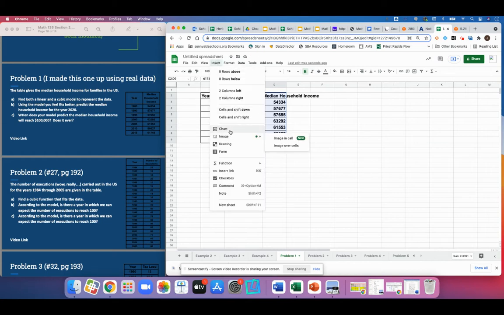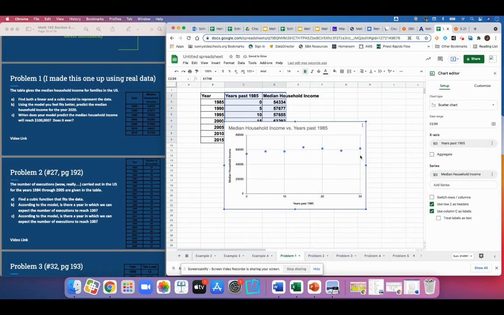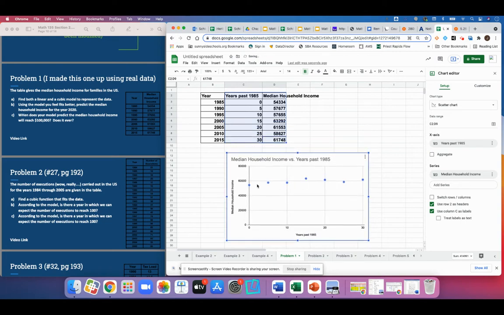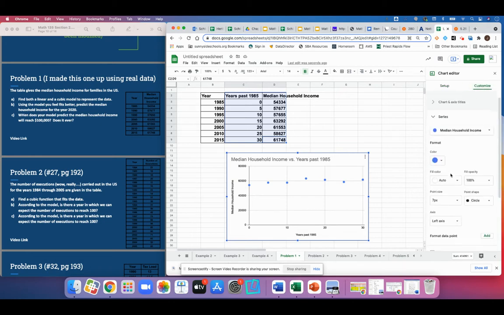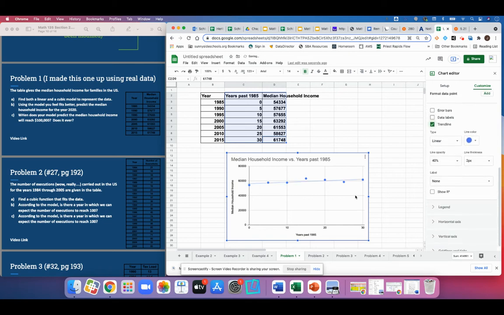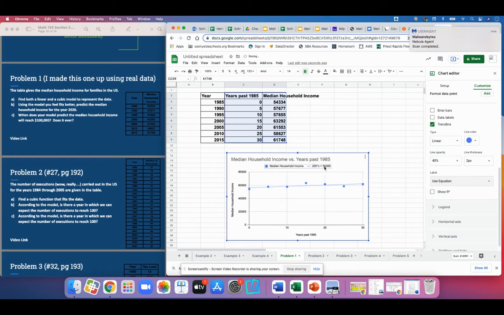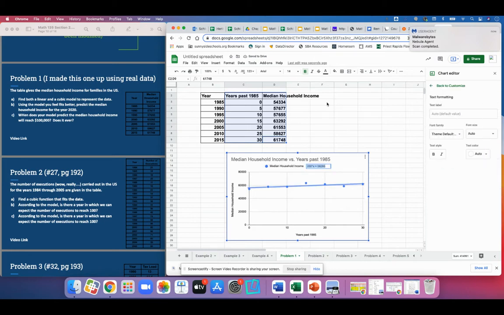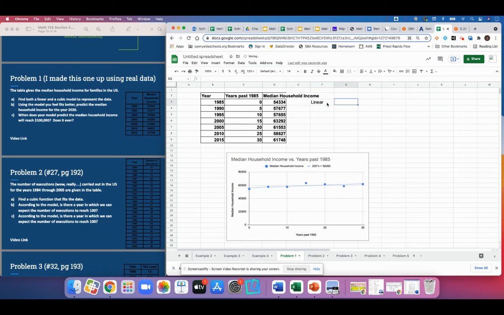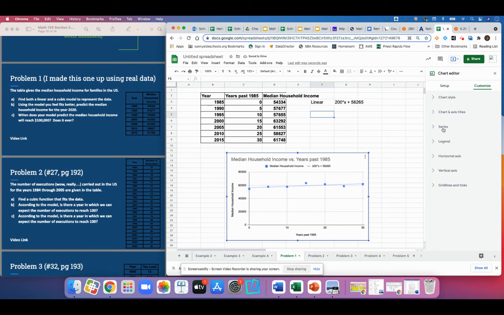So again, everyone, we go insert chart, and we get this funky scatter chart. The crazy thing is it doesn't look like the median household income has gone up or down a huge, significant amount since 1985. That's kind of wacky. So anyway, we're going to go to series. We want a trend line, and we want a linear one to start with. This linear one looks like it fits the data okay, but not the greatest. And again, we need the label use equation, and that will bring our equation up. So there we go. So linear model, right there.